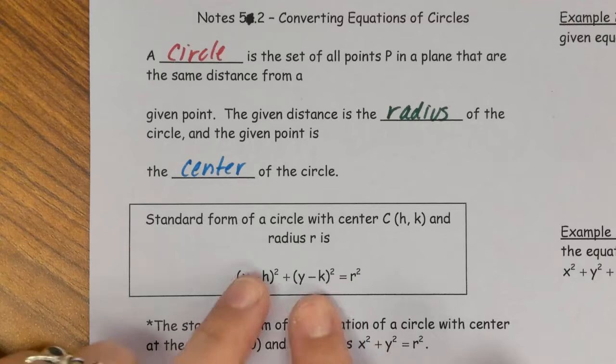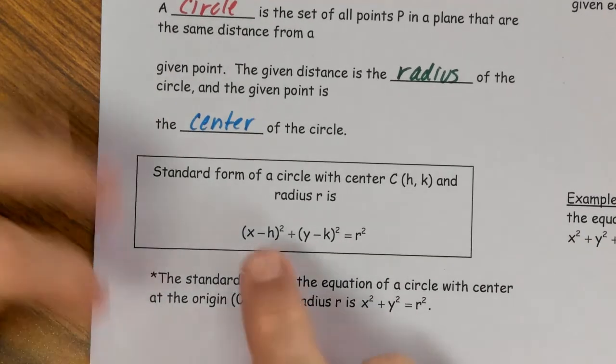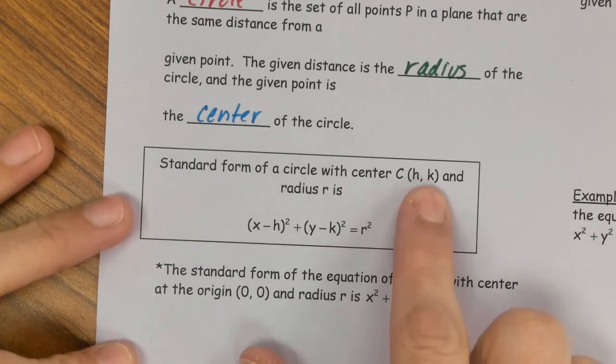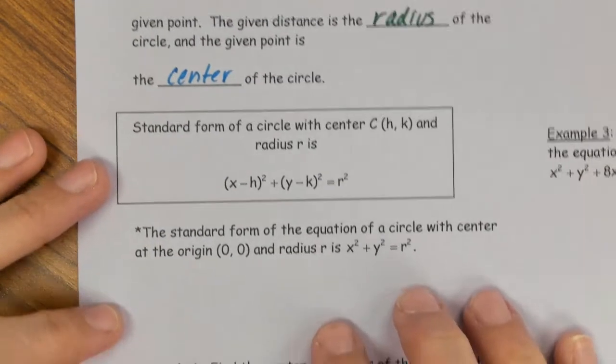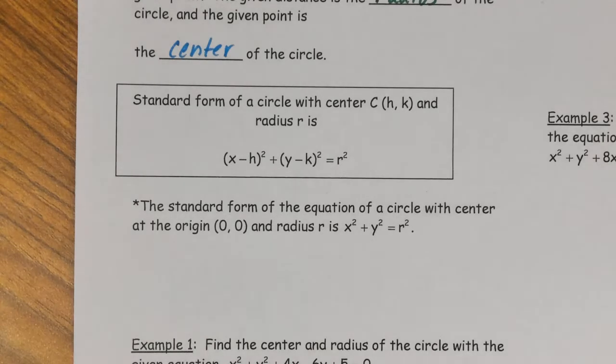We're reminded here of what our standard form of the equation of a circle is, with H and K being our center and R being our radius. We're also reminded what happens with our equation if our circle is centered at the origin (0, 0). We will not be adding or subtracting anything to the x or y. We will just leave it as x squared and y squared.